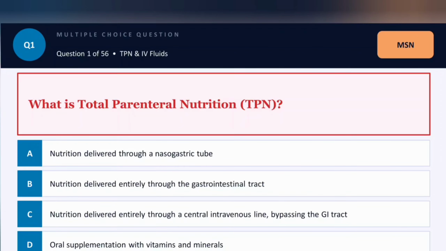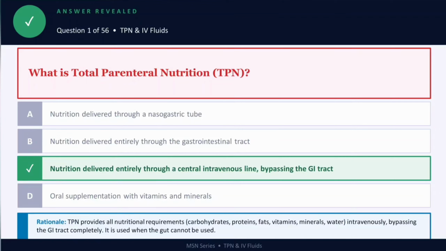The correct answer is option C. Nutrition delivered entirely through a central venous line bypassing the GI tract. Rationale. TPN provides all nutritional requirements: carbohydrates, protein, fats, vitamins, minerals, and water intravenously, bypassing the GI tract completely. It is used when the gut cannot be used.